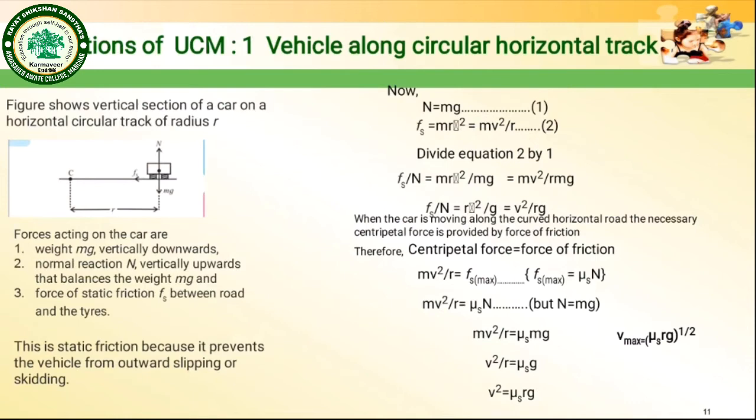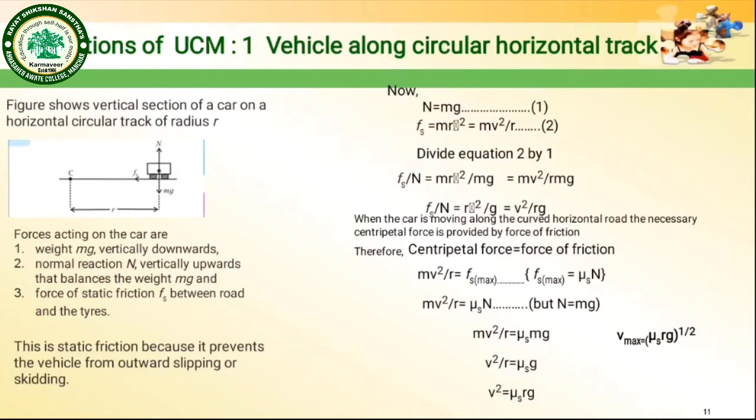From the figure, we can see that there is a car rotating in a circular path. If C is the center of that circle, then R is the radius of that circle. N is the normal reaction vertically upward, which balances the weight mg. Fs is the force of static friction between the road and the tires. This is static friction because it prevents the vehicle from slipping outward.